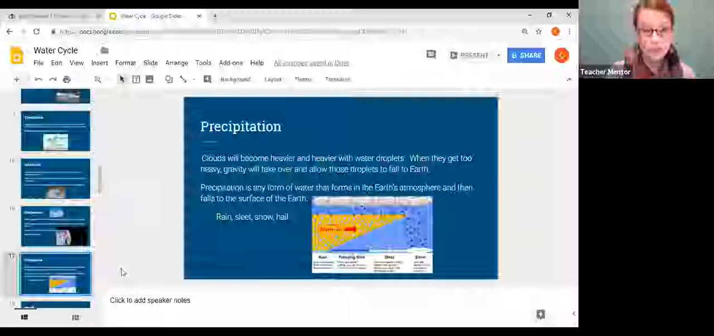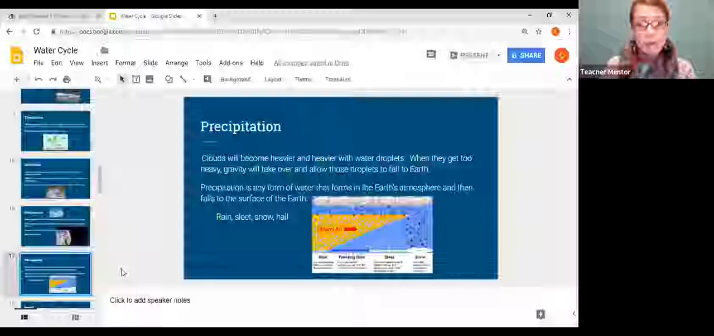Okay. Precipitation. Precipitation is where all the condensing, creating those clouds, happens. Clouds will become heavier and heavier with the liquid droplets. And when they get too heavy, gravity takes over. And when gravity takes over, it releases those water droplets and allows them to fall to the Earth's surface.